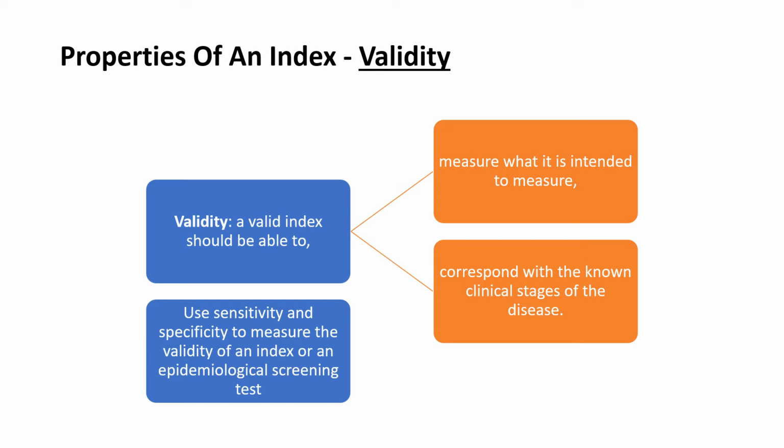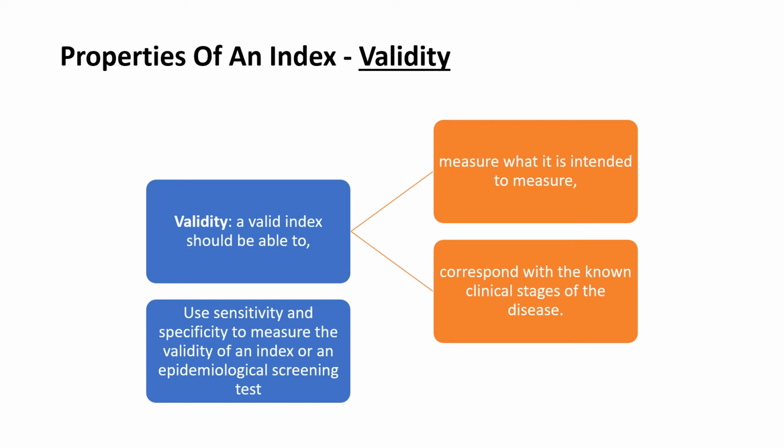So an index must be able to correspond with the clinical stages. What are the clinical stages of periodontal diseases? What are the clinical stages of dental caries? What are the stages of calculus accumulation? Okay, we have subgingival, supragingival calculus. If you are using any calculus index, it should be able to pick different stages of calculus development and progression. If not, it will not be a valid index.